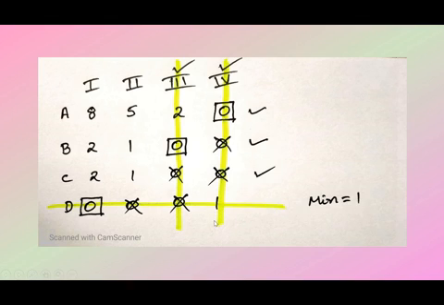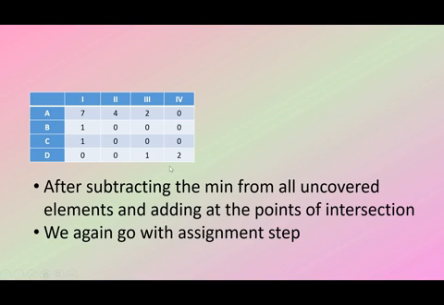So 1 plus 1 becomes 2, right? So the result of subtracting the minimum value and adding at the point of intersections, I get 7, 4, 2, 0, 1, 0, 0, 0, 1, 0, 0, 0, 0, 0, 1, 2. So this is the resultant cost matrix after subtracting the minimum from all uncovered elements and adding at the points of intersection. Now check whether all rows have zeros.